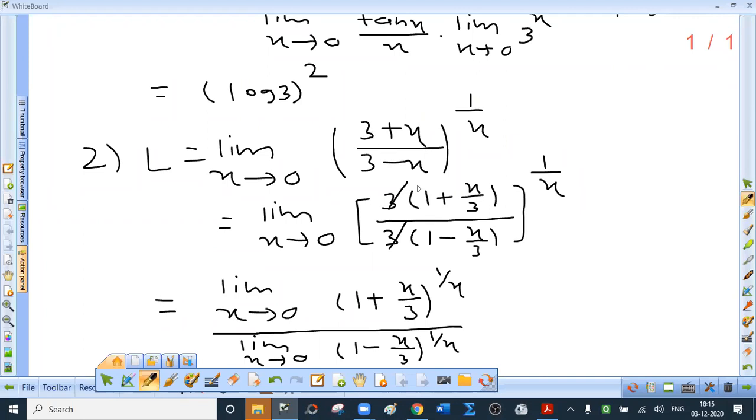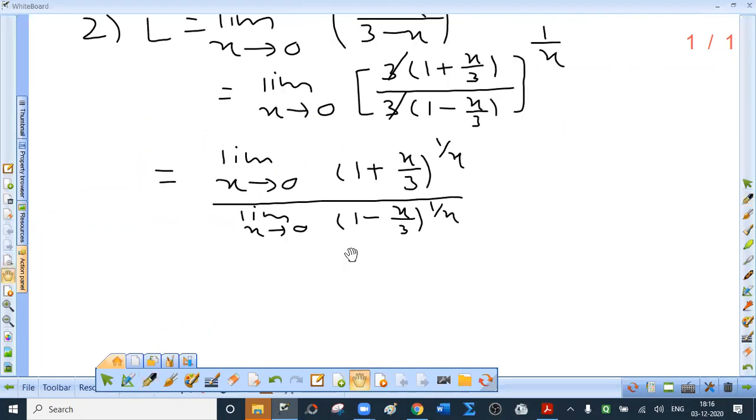Once again, take 3 common from numerator and denominator, and cancel it. What is (A upon B) raised to M? A raised to M upon B raised to M. What is the limit of a quotient? Limit of numerator upon limit of denominator. Okay. So in the next step, see what I'm writing.